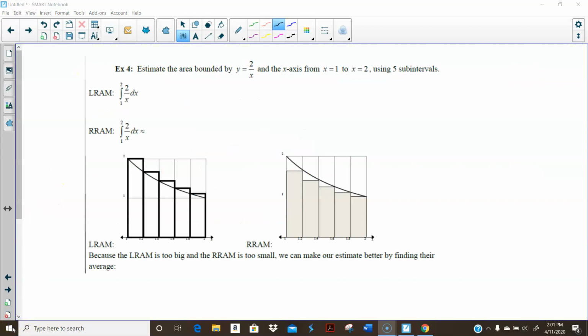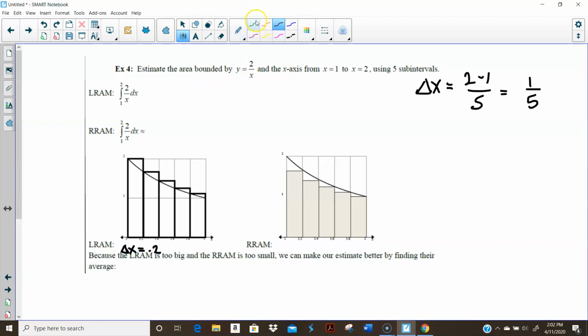So on example 4, we'll do it by Riemann sum, and then we'll also use our calculator to find the exact value. Y equals 2 over x, the x-axis, we want to go from 1 to 2 in 5 sub-intervals. So delta x, the width of those rectangles, is going to equal 2 subtract 1 divided by 5. And so we're going to be doing subdivisions of 1/5 or 0.20. So here, delta x is equal to 0.2.